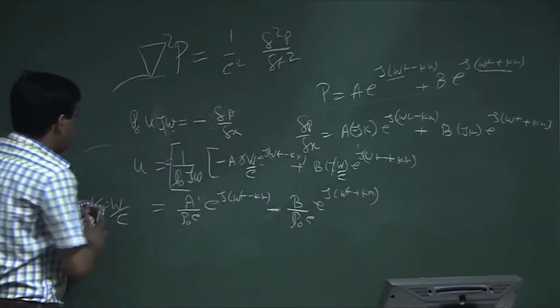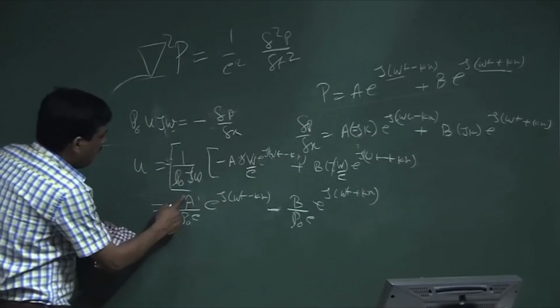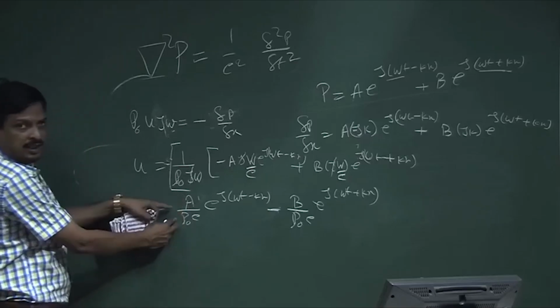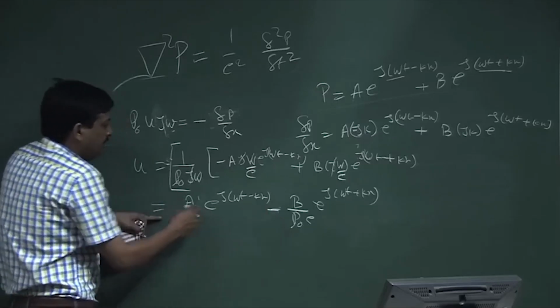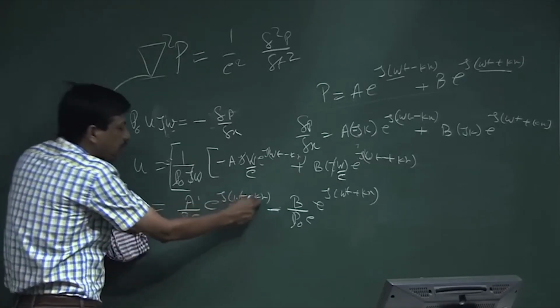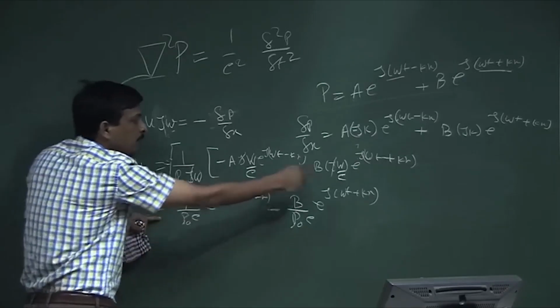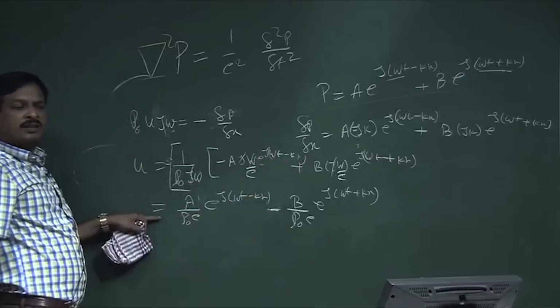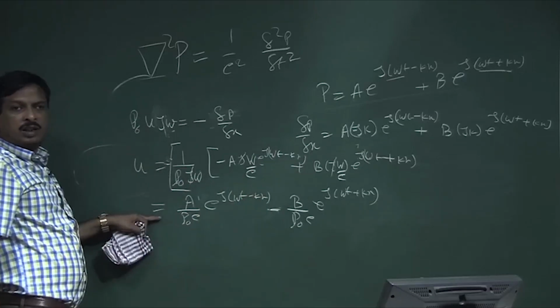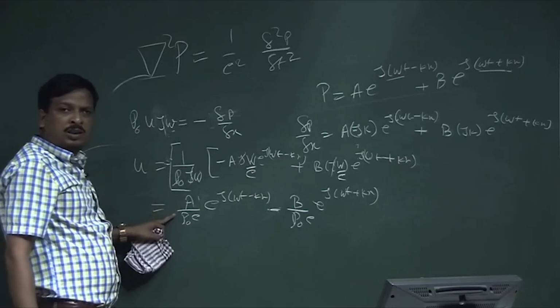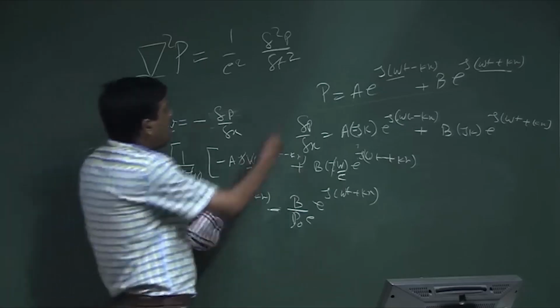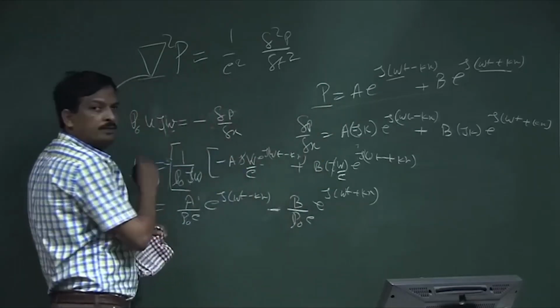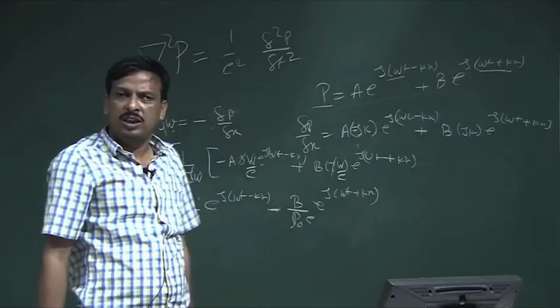Okay. So that means u is nothing but 1 by rho c times a e to the power j omega t minus kx minus b e to the power j omega t plus kx. So if I know the p, I know the u. So this is the u.